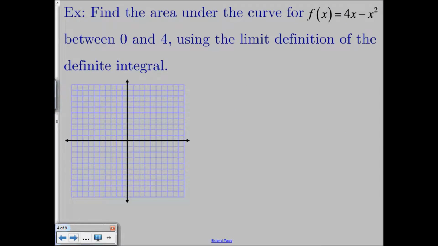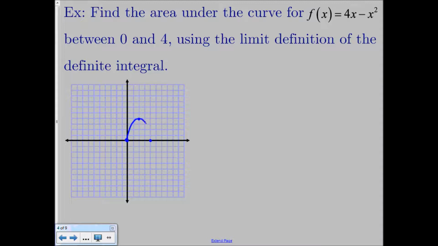Okay, so we're going to find the area under the curve for 4x minus x squared between 0 and 4. And we're going to use the limit definition of the definite integral, just like we were before, since we haven't actually learned a new way to do it yet. So we're going to quickly graph it. At 0, if we plug in 0, we get 0. And if we plug in 4, we also get 0. So this is a parabola. The vertex is going to be halfway between these 2 points, so the vertex is at 2. We plug in 2, and we get 8 minus 4, which is 4.